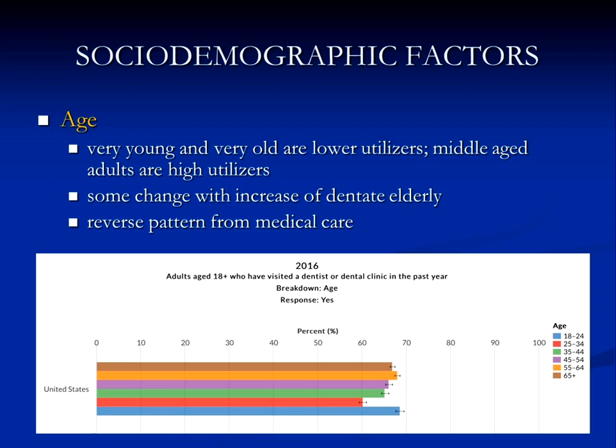We will see a little bit of a change with this with an increase of the dentate elderly. So the very old elderly are keeping their teeth a little bit longer than previous years and previous generations. So we'll see a little bit more of a flattening of that U-shaped curve than before.